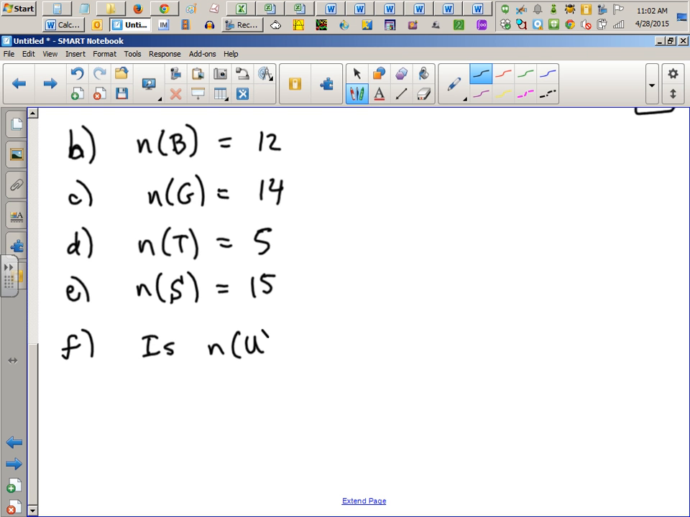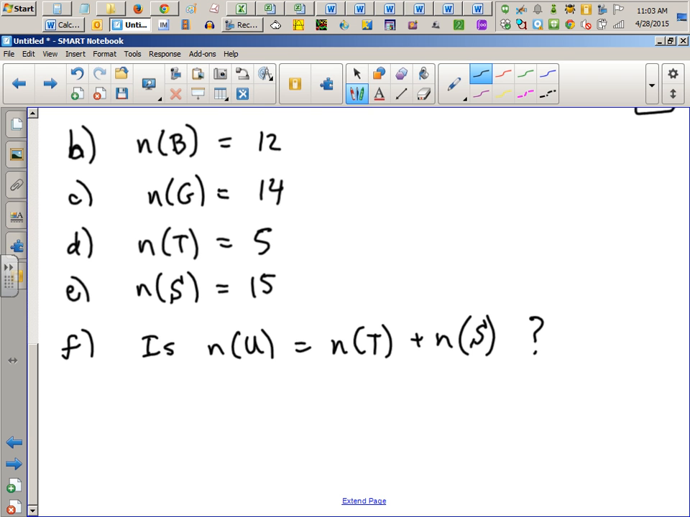Now, notice my next question here is a yes or no question. Is n of U equal to n of T plus n of S? So can you count up the number of people in my room by adding those in AP Bio and those in sports? If you did that, you would miss out on Jace. He's a very important member of our classroom, but he's not in AP Bio. He's not taking a sport right now. So how is that going to add up to the universal set? You see what I'm saying?